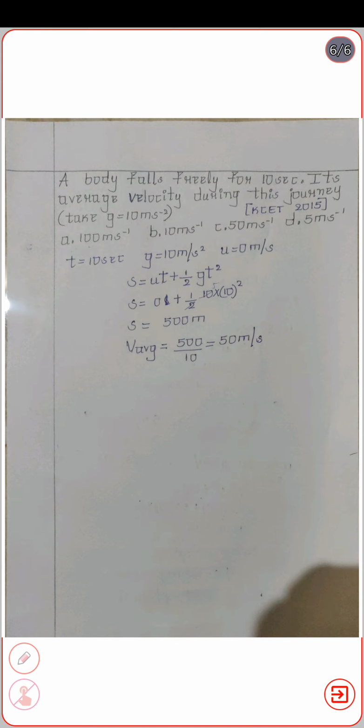We have got the distance, but they have asked us to find the average velocity. Average velocity is the total displacement divided by the total time. The displacement here is 500 meter, and the time taken is 10 seconds. So it becomes 50 meter per second. So that's it. Thank you.